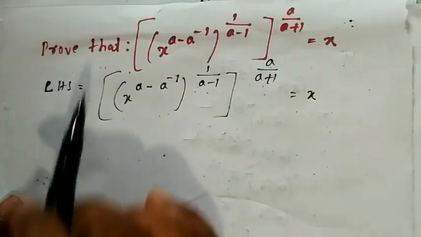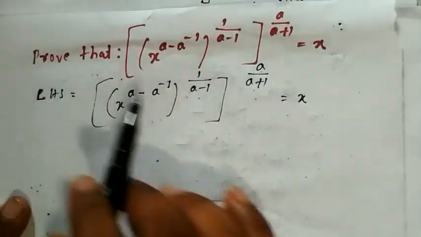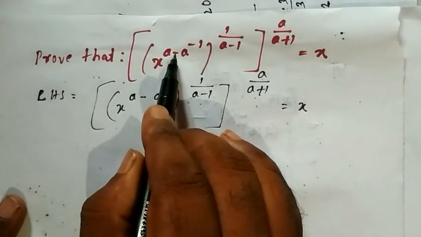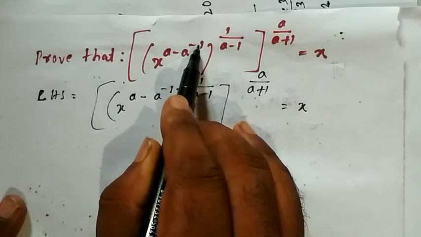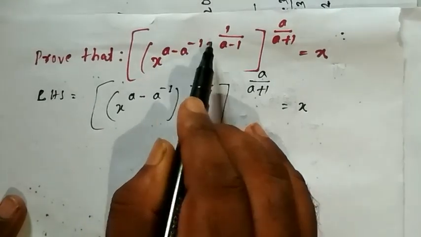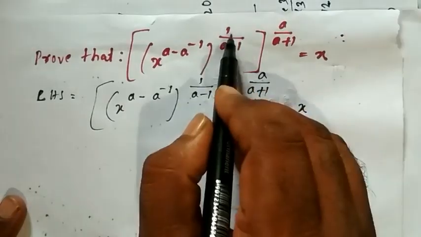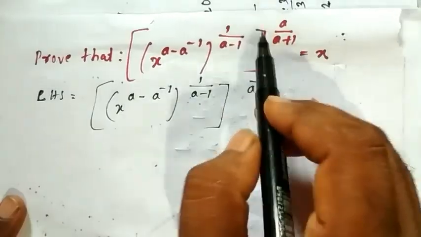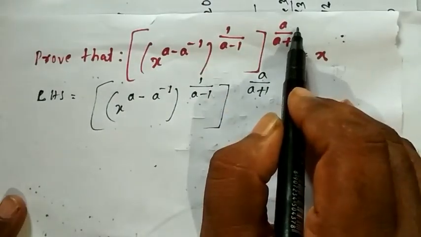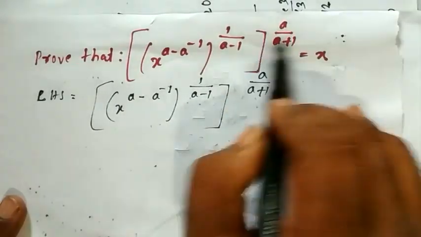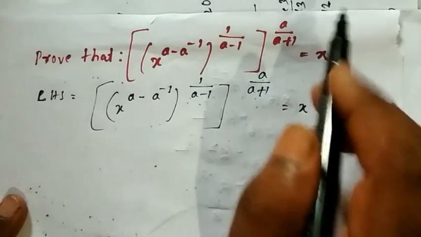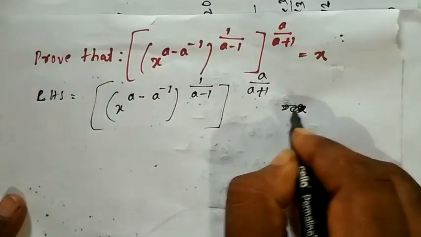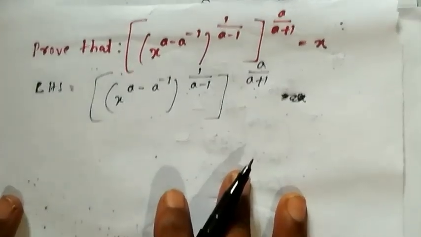Now students, I'll explain another proof question. The question is: (x to the power of a minus a to the power of minus 1) whole, again raised to the power 1 upon a minus 1, again raised to the power a upon a plus 1, is equal to x. We have to prove this. This is the LHS. So listen to how to solve this one.